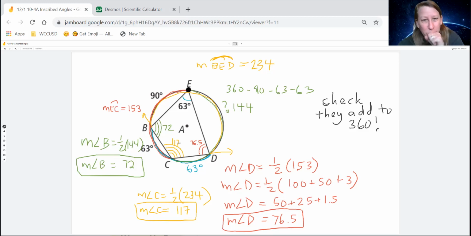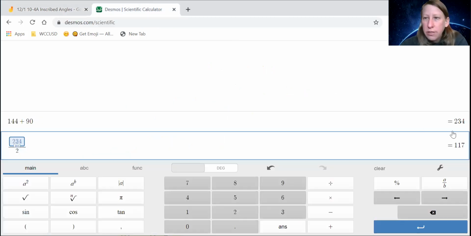It's hard when you do a problem to see your mistake. But this is part of being good at math, going back and paying attention to details. So this is 144 plus 90. Let's check on the calculator a little bit. That's 234, that's half. That looks right to me.